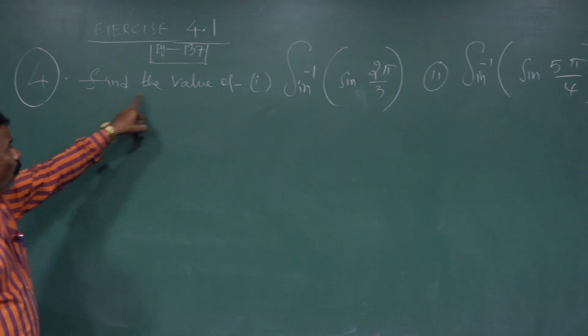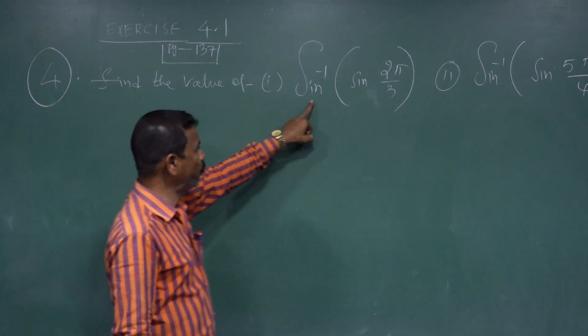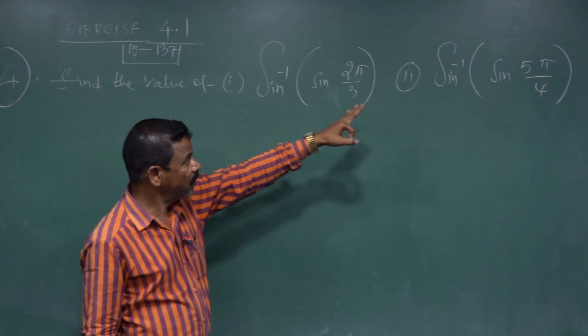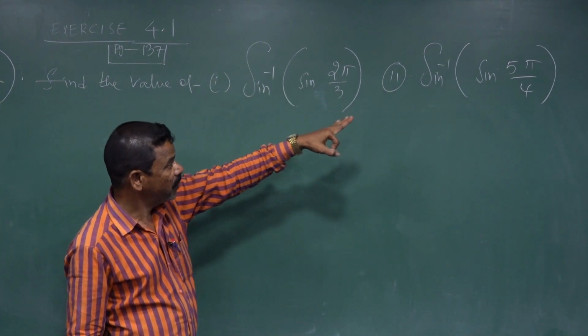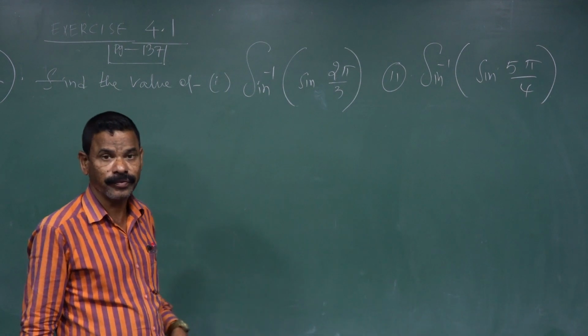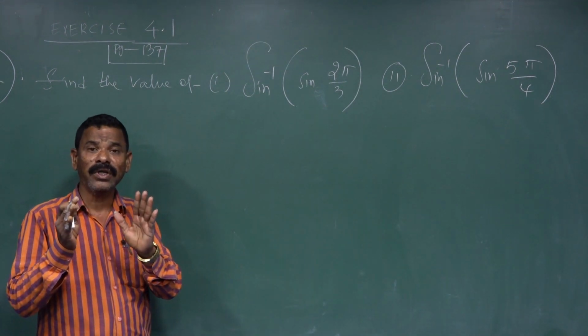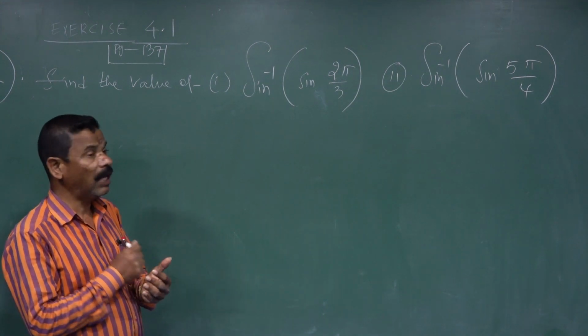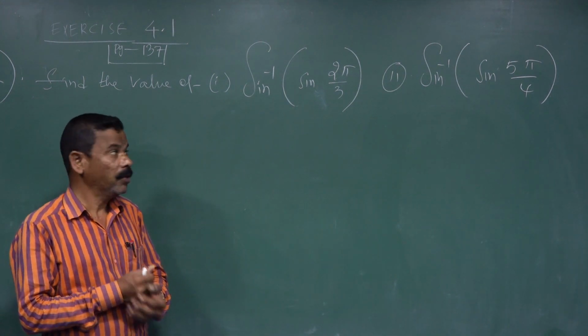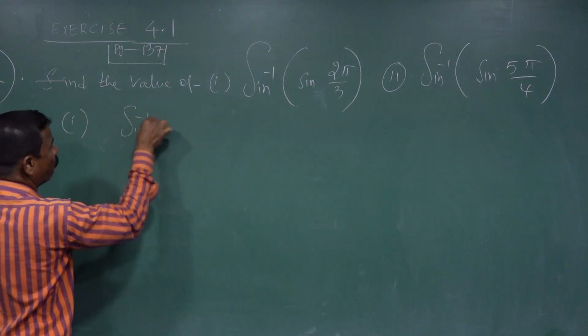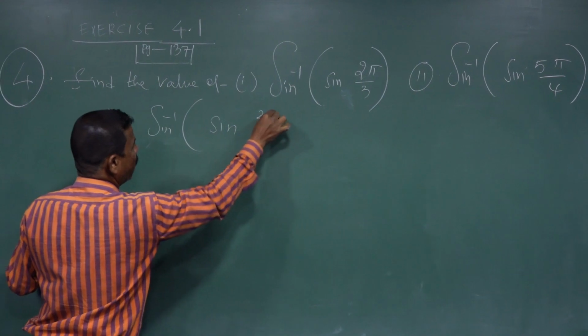What is the question asking? Fourth question: find the value of sin inverse of sin 2π by 3. The second is similar to that, sin inverse of sin 5π by 4. Here we discuss the domain. What is the domain here? We check that. First problem, sin inverse of sin 2π by 3.